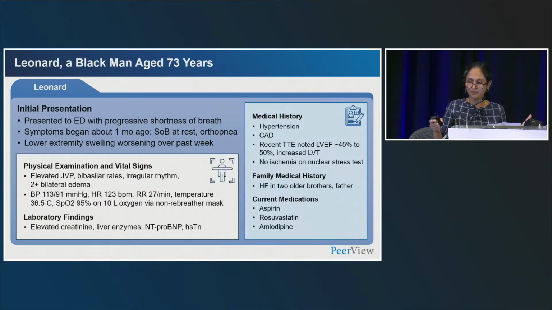His NT-proBNP is up. His other history, hypertension, coronary disease, EF is 45 to 50% on echo, increased left ventricular wall thickness. Stress test had looked fine. Mysteriously, 2 older brothers and his father had heart failure. He takes aspirin, rosuvastatin, amlodipine. So Dr. Selvaraj, what jumps out at you in this case?